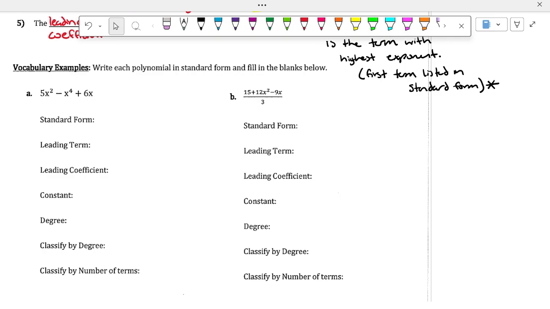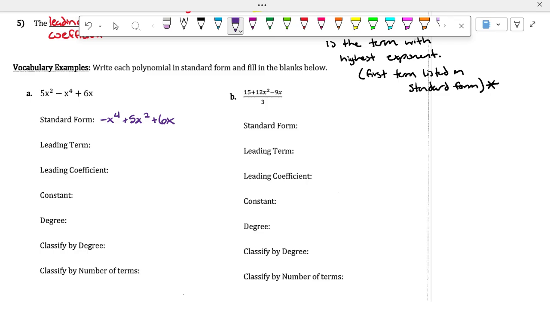So how do I rewrite this so it's in standard form? What do I put first? Negative x to the 4th. Then what? Plus 5x squared plus 6x. Whatever sign is in front of that term, when you rewrite it, you keep that sign with it. Since this x to the 4th had a negative in front of it, we kept the negative with it.